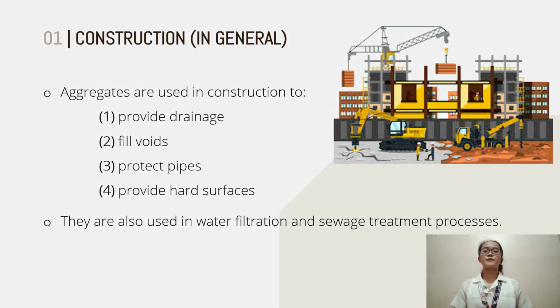Let's start with the first one, the usage of aggregates in construction. Aggregates have many uses in construction, and one of these is to provide drainage, because water will percolate through a trench filled with aggregates more quickly than it will in the surrounding soil, thus enabling the area to be drained of surface water. This technique is frequently used alongside roads in order to disperse water collected from the asphalt surfacing.